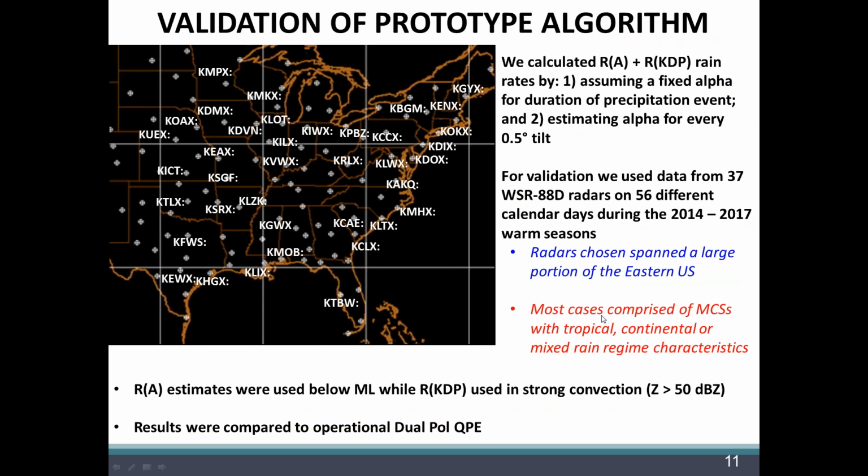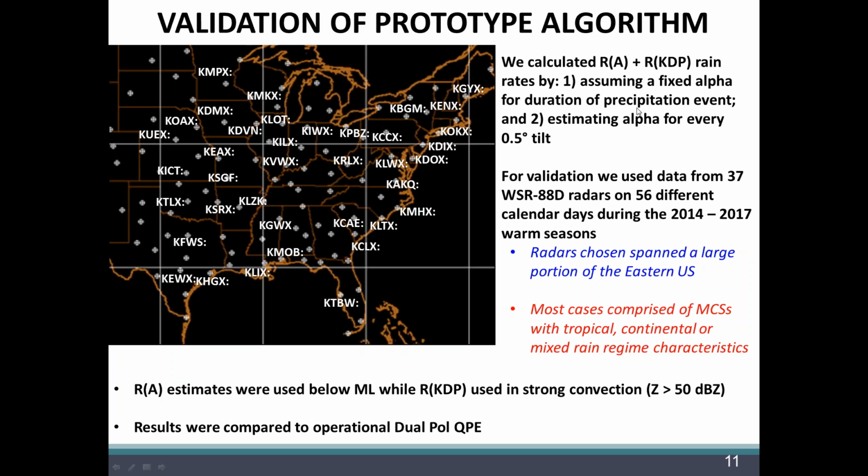So we found a number of these cases where there's a mixture. We actually had a lot of continental characteristics, but there were times where you got enhanced rainfall occurring, and some of the cores of the MCSs we're actually looking at in the validation part of this study. So for validation of the prototype algorithm, we calculated R sub A and R sub KDP in the hail cores using two different methods. One was what we talked about earlier.